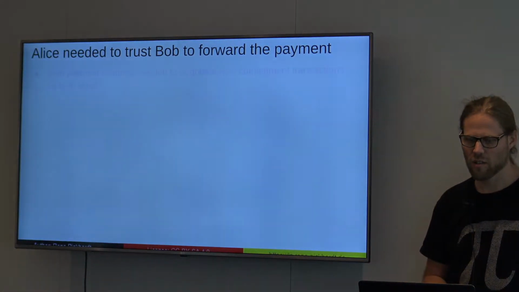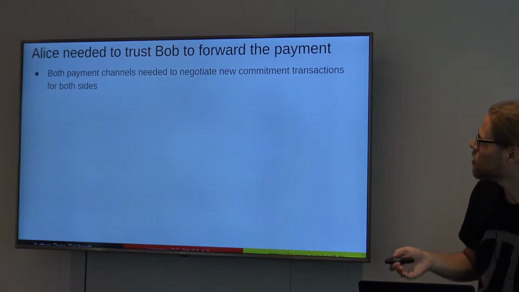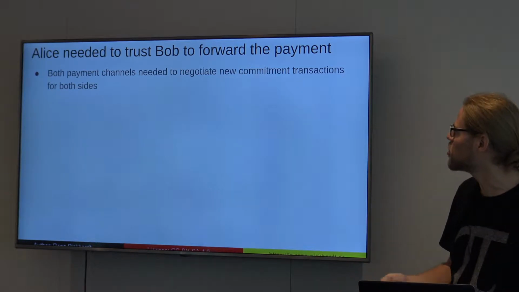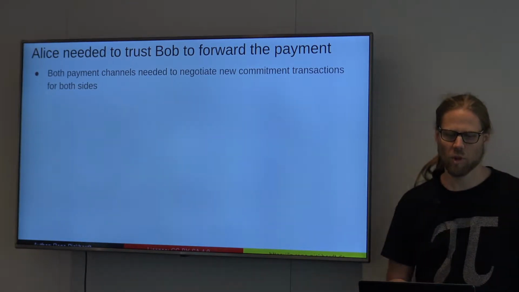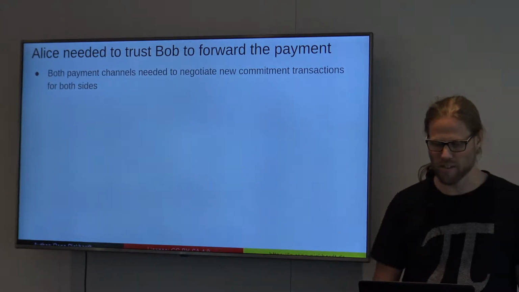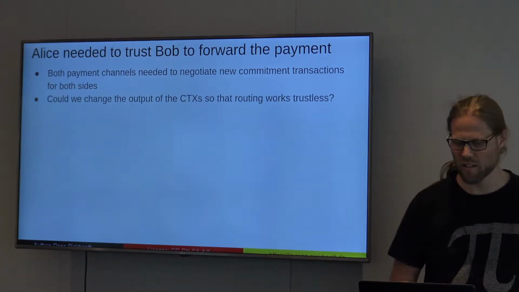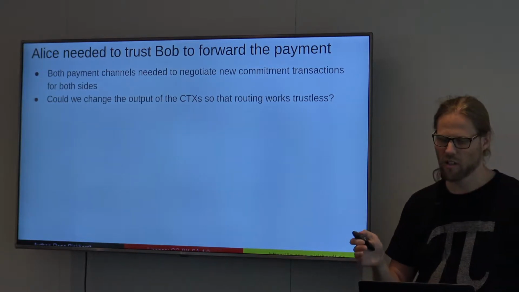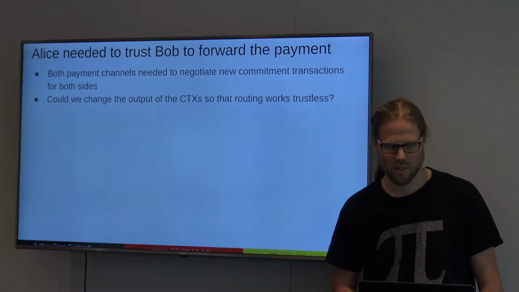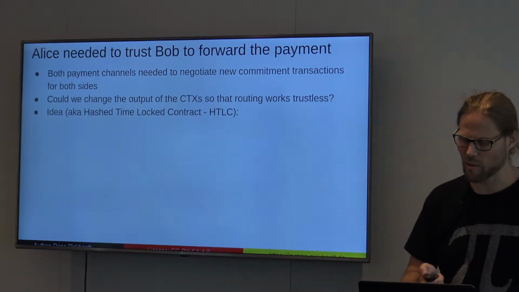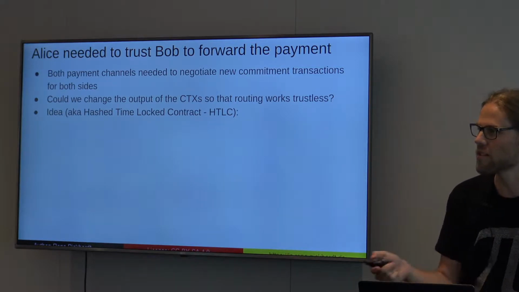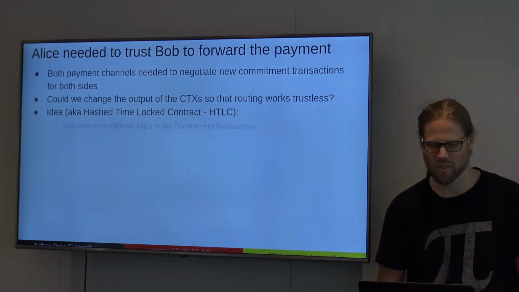Obviously, as I created this here, Alice needed to trust Bob to forward the payment. Both payment channels needed to negotiate a new commitment transaction for both sides. We could change the output of the commitment transactions so that routing works trustless. That's our goal now. How we do this is we use the BIP with the hash time lock contracts, and we include this in the output of the commitment transactions.